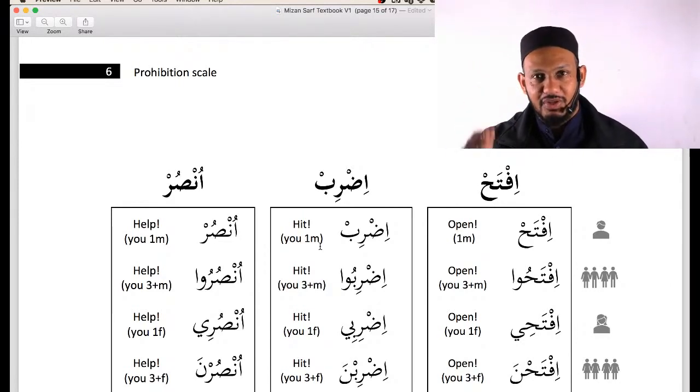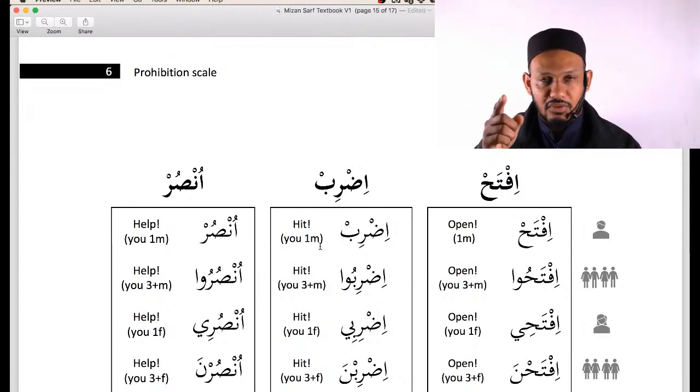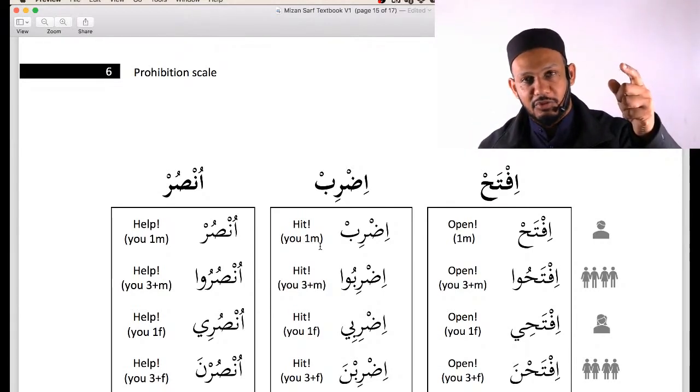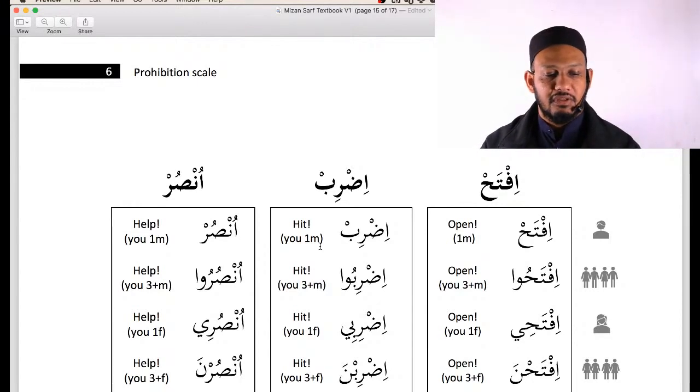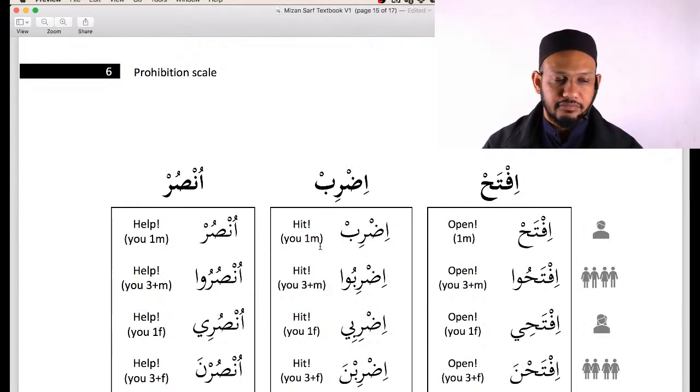Idrib, idribu, idribi, idribna. Idrib, hit, you one male. Idribu, hit, you many males or mixed group. Idribi, hit, you one female. And idribna, you many females.